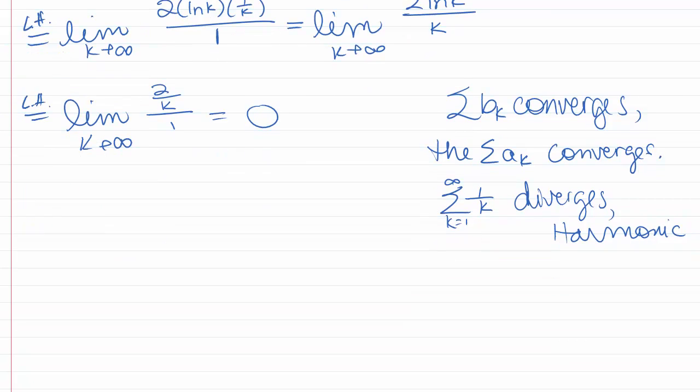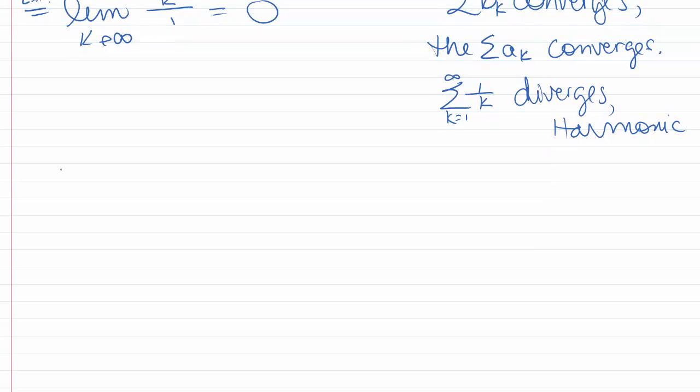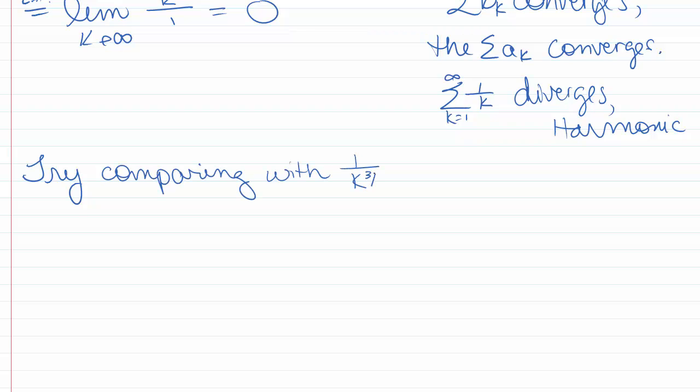So now you might want to give up, but let's try one more thing. Let's try comparing with 1 over k to the 3 halves. So why would I pick that? Well, I tried 1 over k to the first power, and it was too small of a power. I tried 1 over k squared. That was too big of a power. So let me try something in the middle. Maybe that'll work. So what can I say?